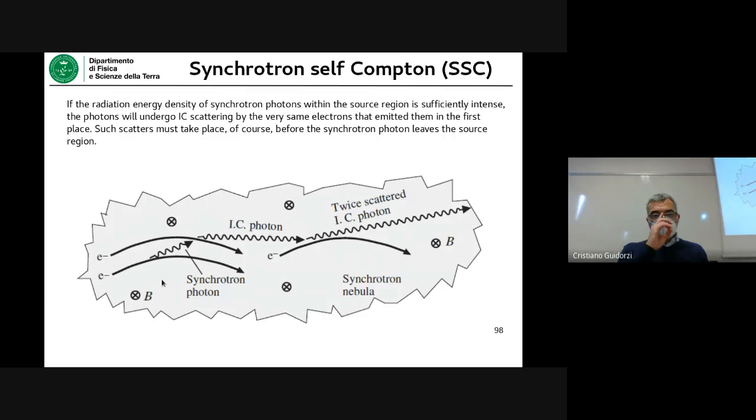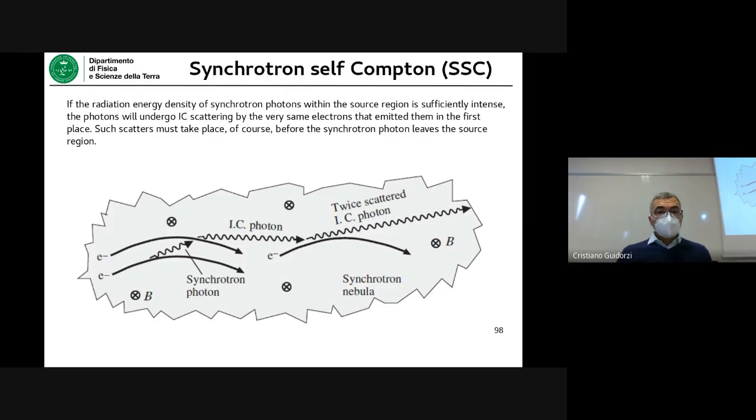Now we studied, and we also compared, the most general case. Let's suppose you have a region filled up with photons and magnetic field, and within this region, you have ultra-relativistic electrons. Well, in that case, you have both processes in place. You will have both synchrotron radiation and inverse Compton.